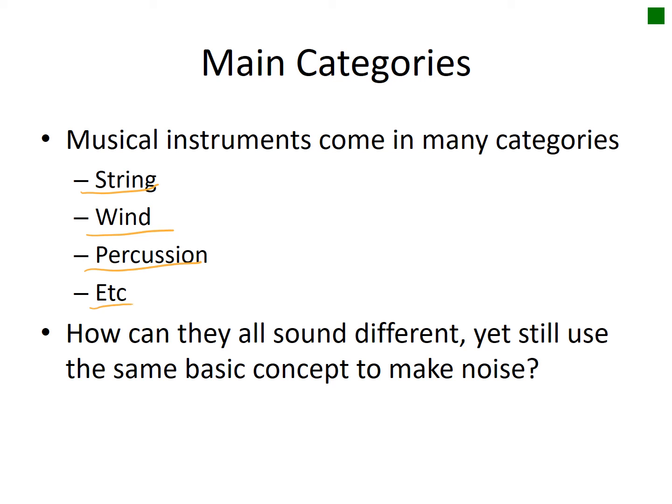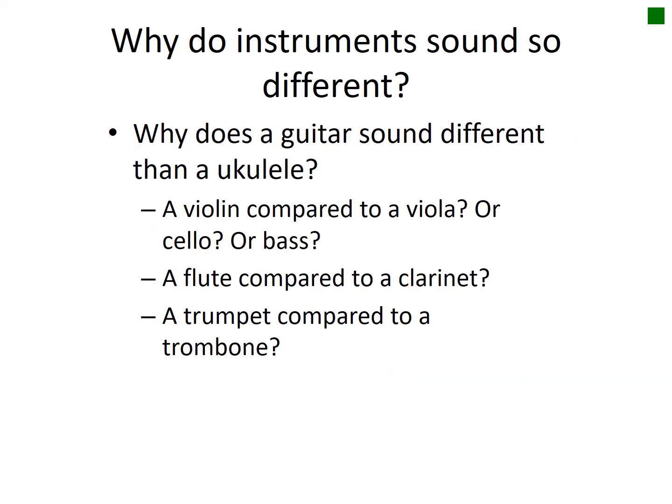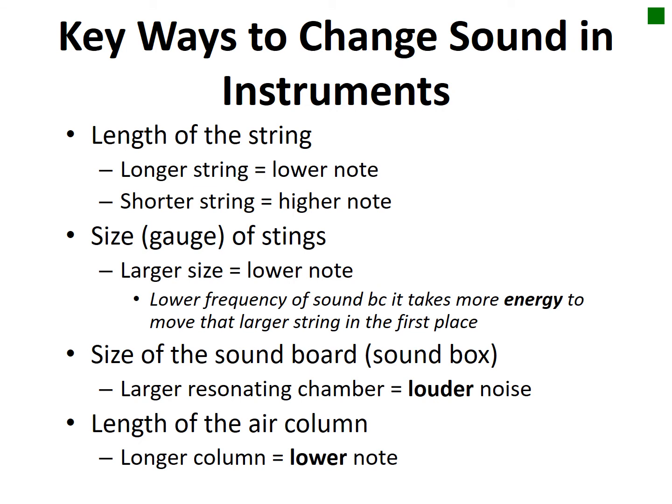If I look at a violin versus a cello, both are string instruments, but they sound completely different. So how do I change that? If I have a flute versus a clarinet, how do I make that a little bit different? All right, so one thing is that you can change the length of the string. A longer string is a lower note. A shorter string is a higher note. Okay, so if you make it long, it's going to be lower. If you make it a shorter string, you make it higher.